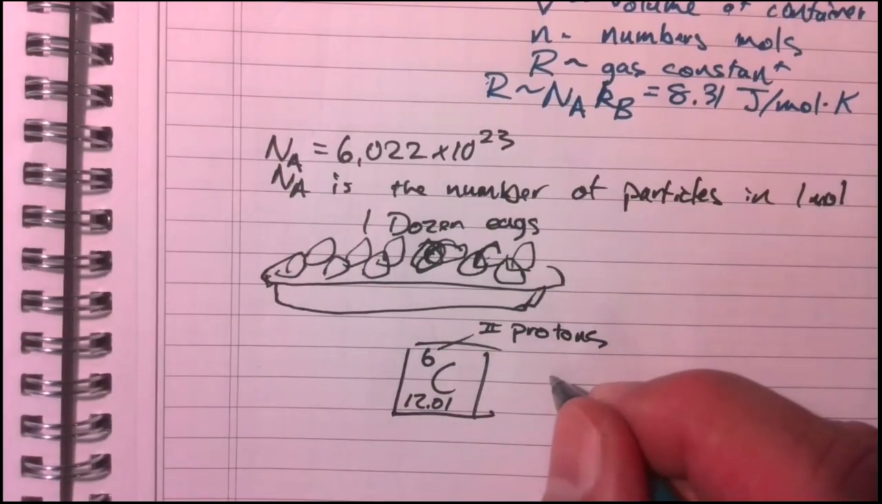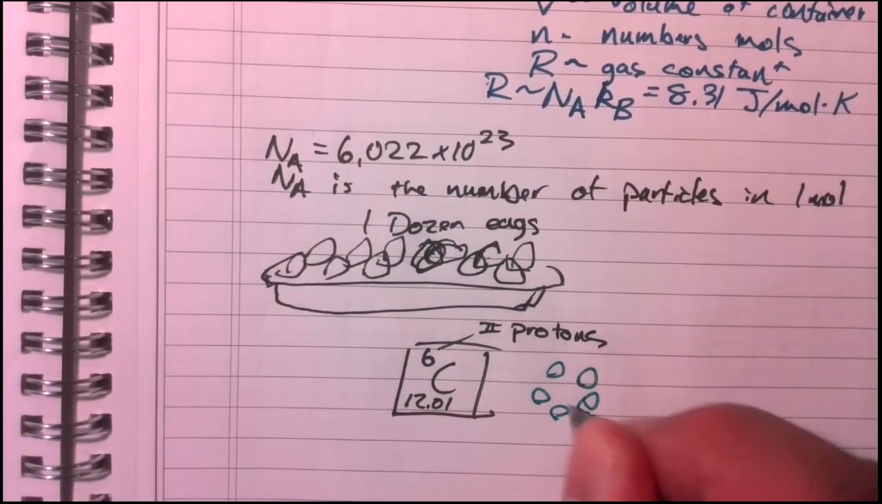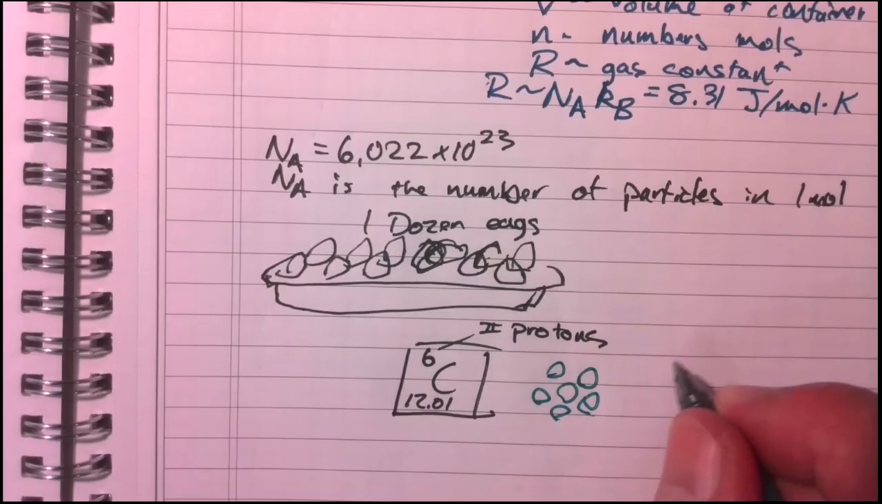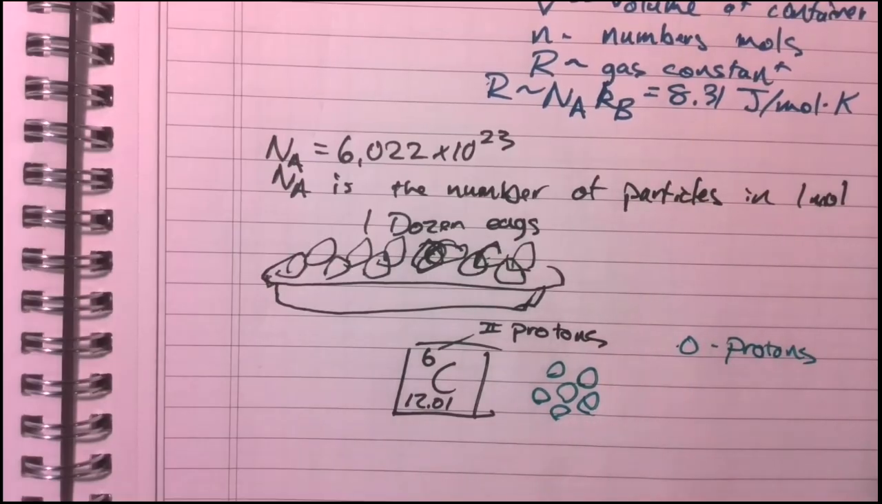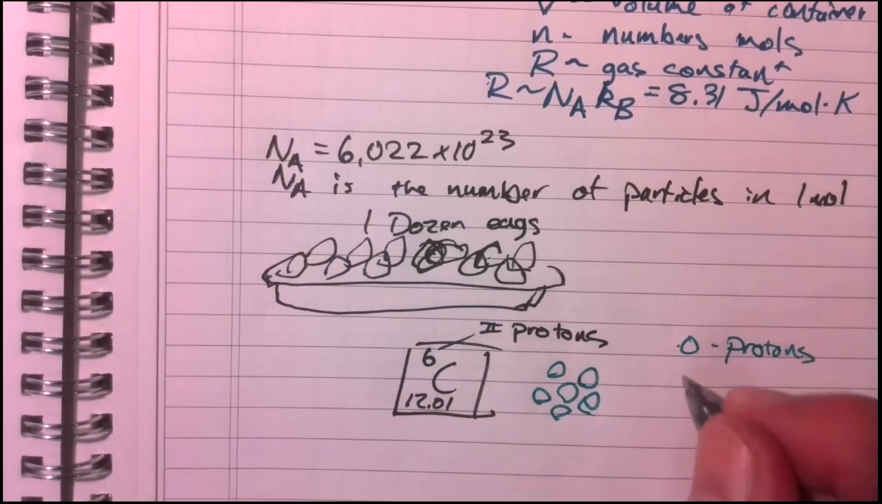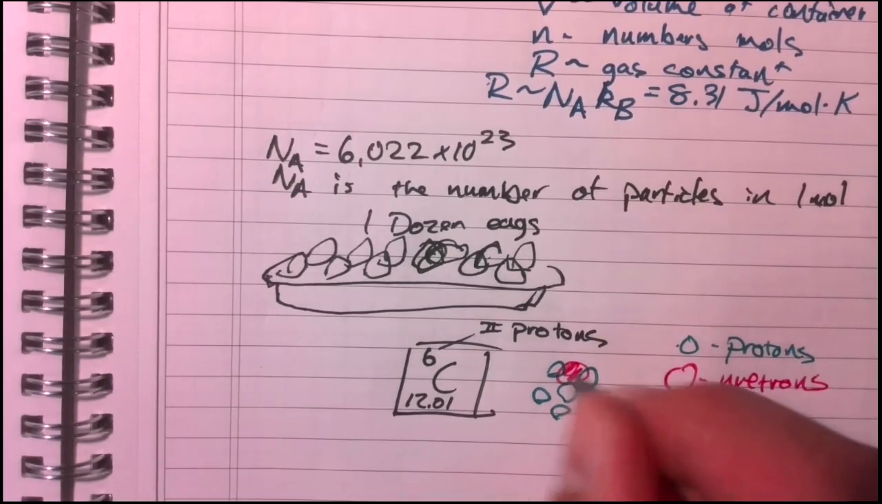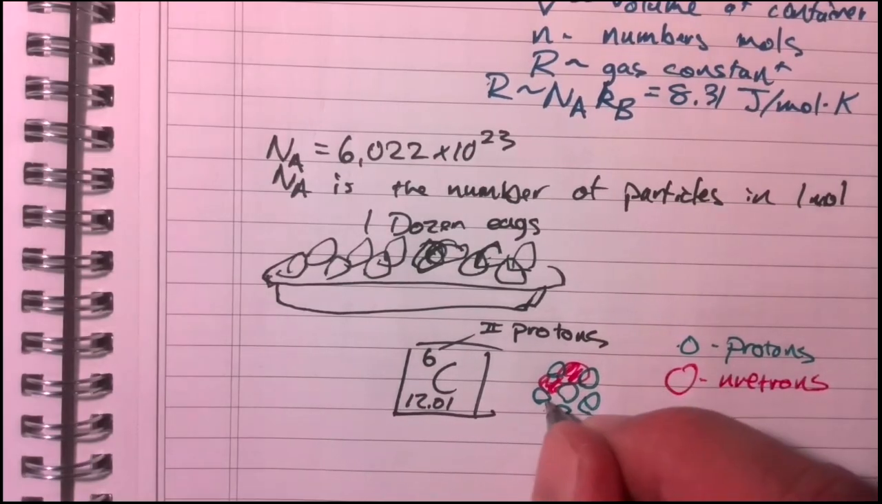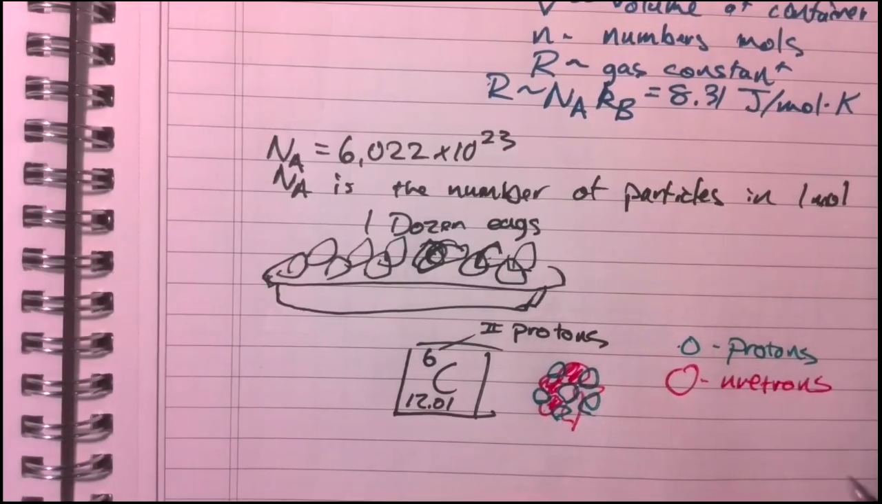So we'll make the protons turquoise. We'll call these protons. And it's also going to have a number of neutrons, and we'll make these solid ones here. Most atoms have protons and neutrons.